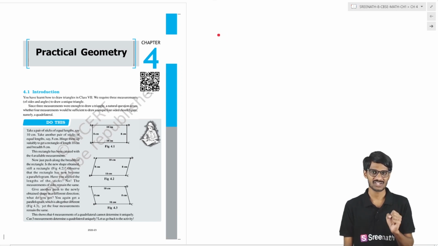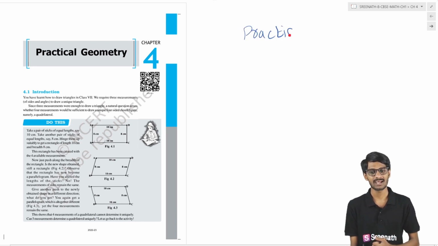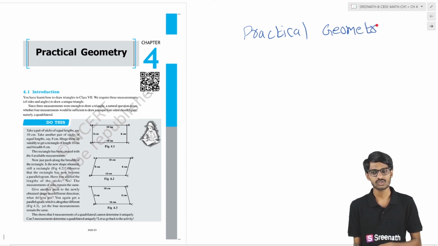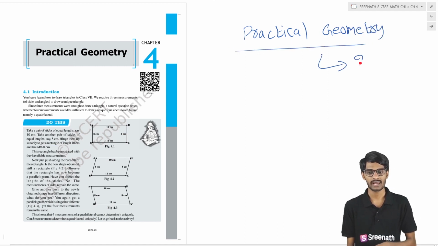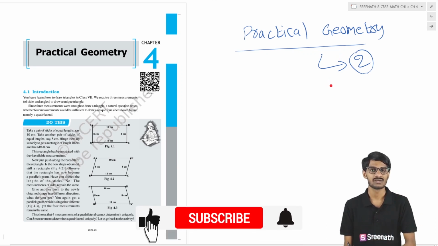Now we will start this chapter. Okay students, what is the chapter name? The chapter name is practical geometry. In this present chapter we have two topics. We are going to learn what those two topics are, and we are going to do some examples. We are going to learn the concepts and how to do problems based on those concepts.